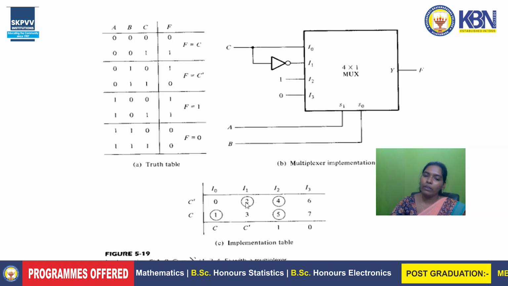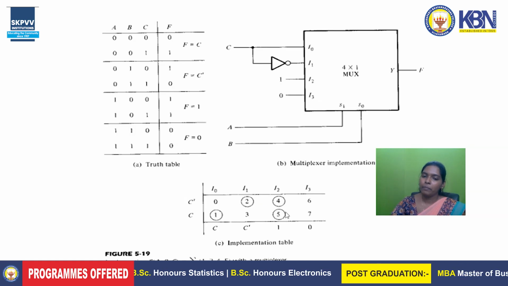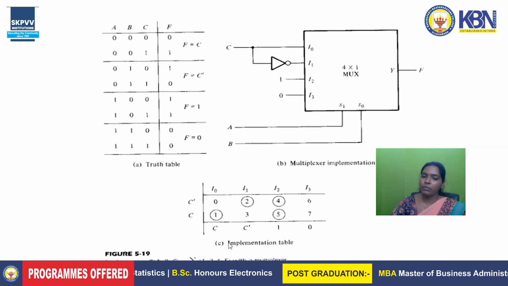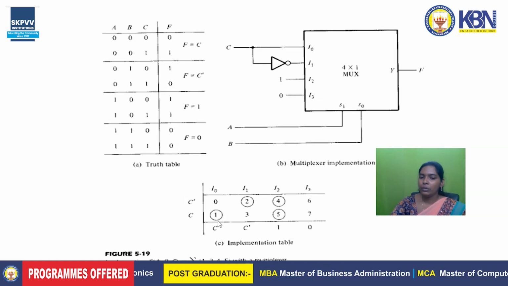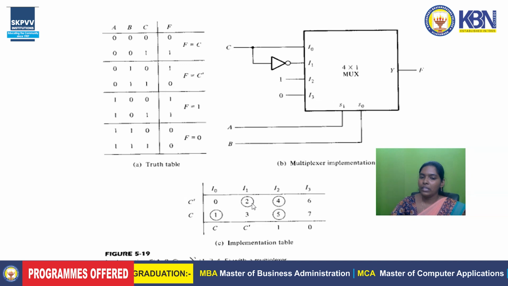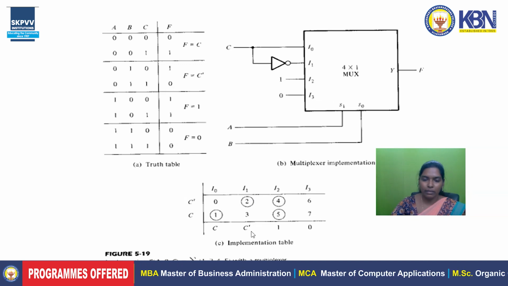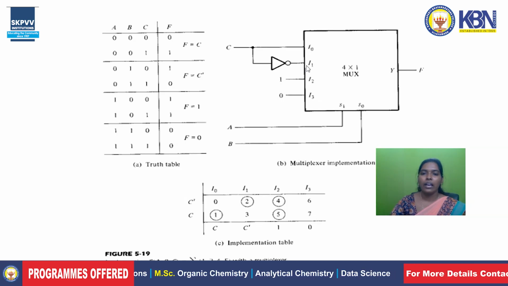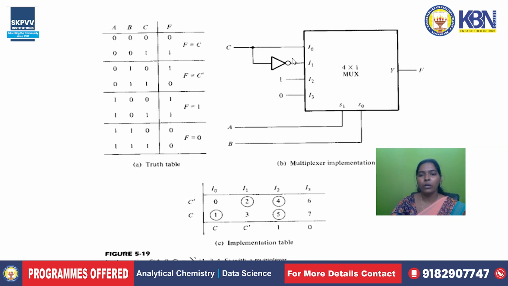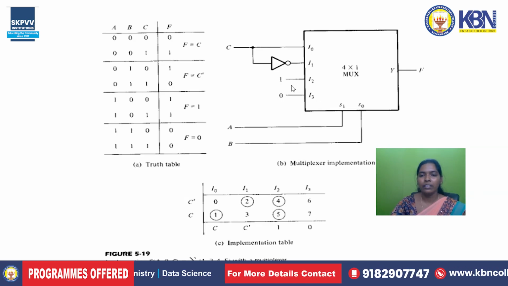So what we should circle here is only the given question: we can circle here 1, 2, 4 and 5. Here only C is circled, C. Only C bar is circled, that's why the output is C bar. Both are circled, that's why 1. No circle, that's why 0. So we can draw the circuit using this. So for I0 it is C, I1 it is C bar. C bar means we can write the bar with the help of a NOT gate. So I2 is 1 and I3 is 0.